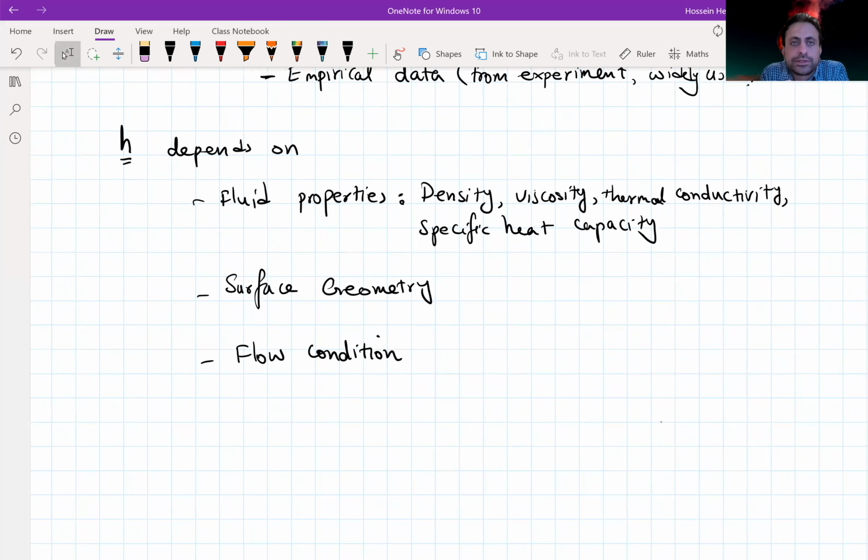So in the following, we will have a brief review on the fluid dynamics principles on the flow over surfaces in order to obtain and understand how to evaluate the convective heat transfer coefficient.